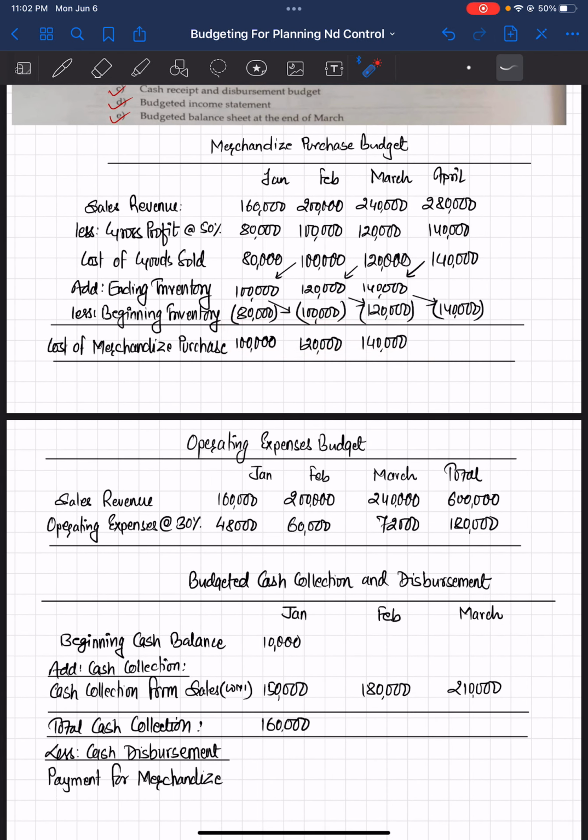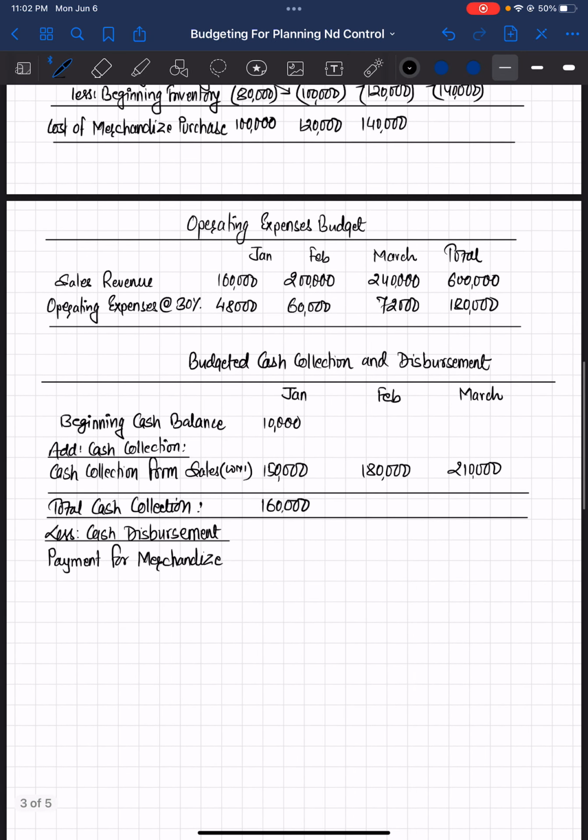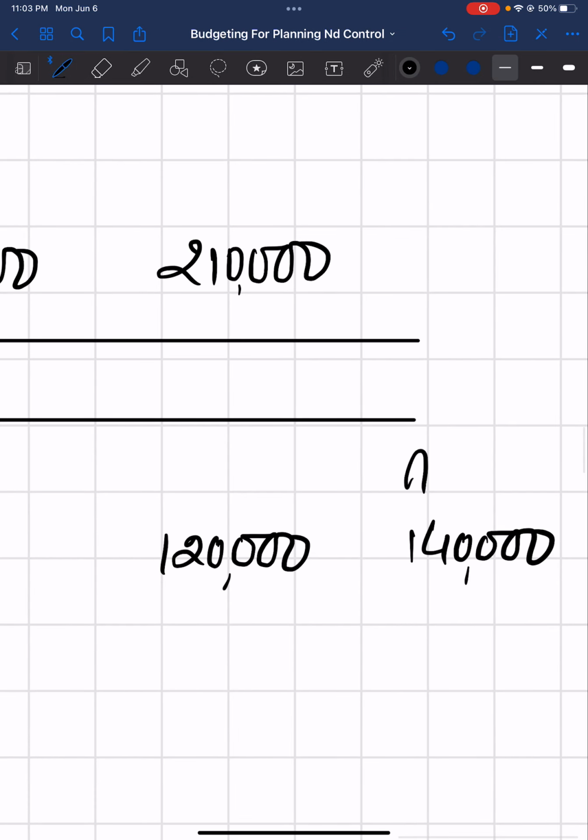As you can see, we already have the amount of purchase with us and the month. So this is going to be 100,000 in January, 120,000 in February, and 140,000 in March. So the payment would be that 100,000 of the purchase in the month of January will be paid in the month of February. The 120,000 of February will be paid in the month of March, and the 140,000 of March will be paid after March. So this amount will be shown as accounts payable.